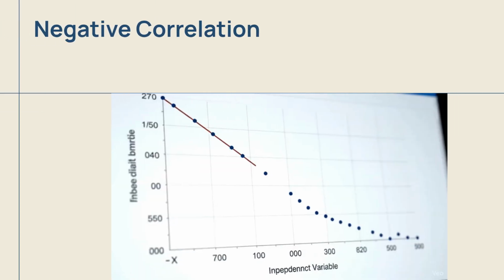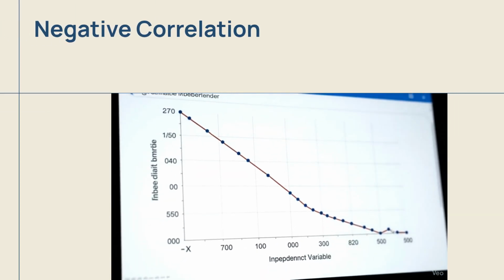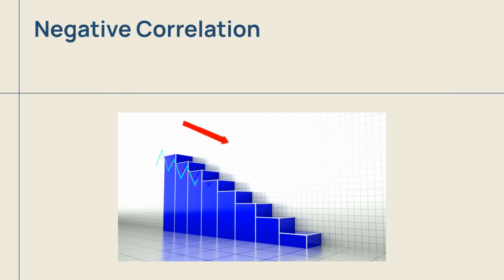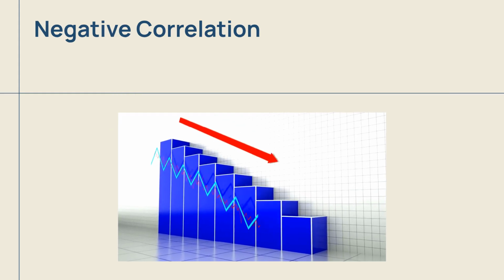With negative correlation, as one variable increases, the other tends to decrease. An example might be the amount of exercise and body fat percentage. More exercise often means less body fat.